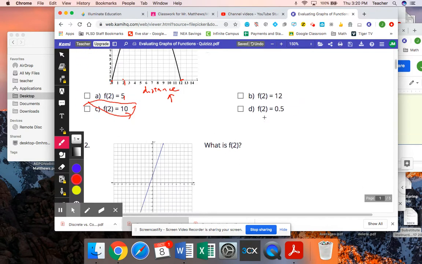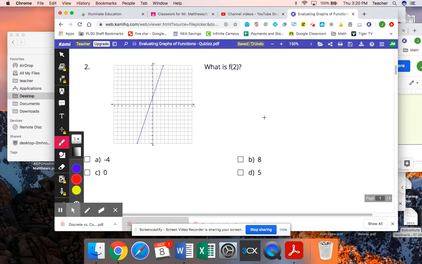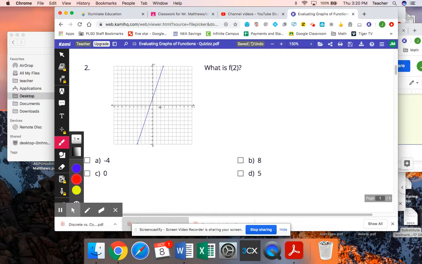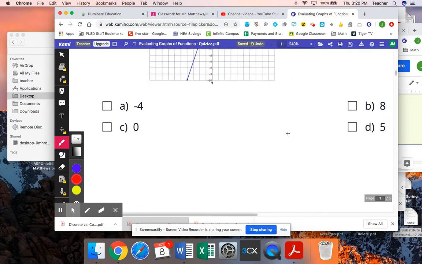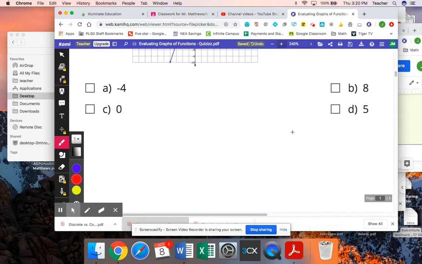Just looking at the graph, it's just that. So f of 2, again, for this one, very straightforward. There's 2. If I follow this up all the way, I get to about right here. Now, I can't see what that says, to be honest with you. That looks to be 8. So 8.